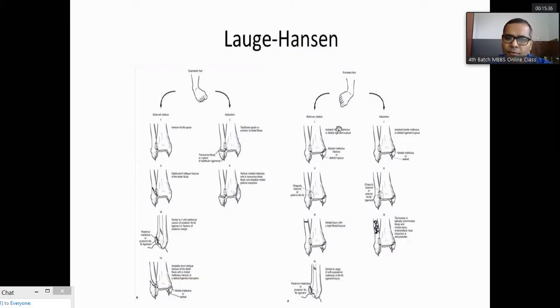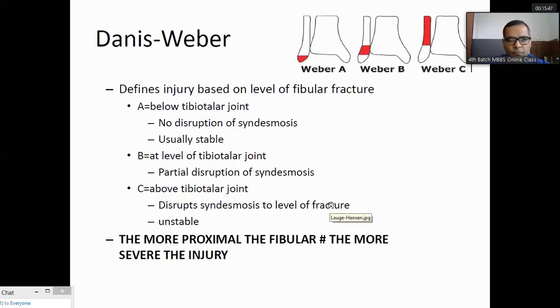Similarly, in the pronated foot, there is the external rotation force and the adduction force. These are the different fracture patterns we see with progressively severe injury. Okay. So Danis and Weber, combined, have given a simple classification of the fracture of the lateral malleolus based on the level of the fracture. This is Weber type A, below the syndesmotic ligament. The syndesmosis is typically around 5 centimeters from the ankle joint.